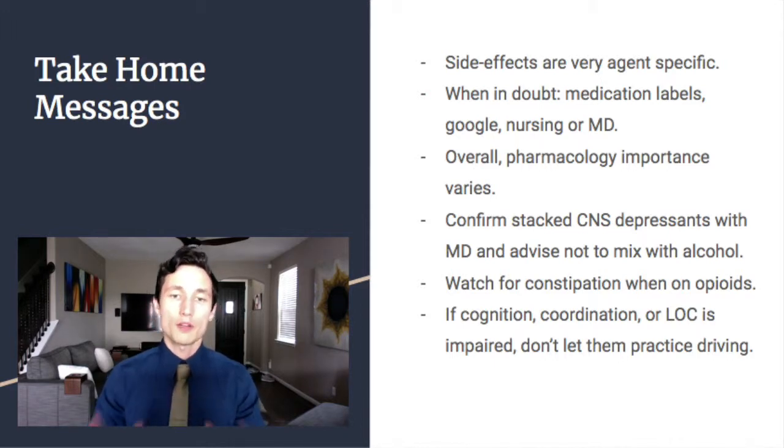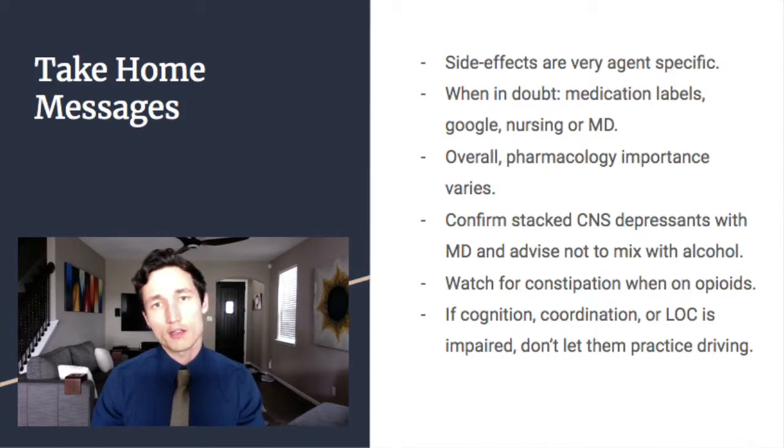Big take home: confirm that stacked CNS depressants are okay with MDs, and advise the patient in those cases not to mix it with any alcohol. Watch for any constipation episodes, so bowel movements not happening within the last 3 days, particularly when a patient is on opioids. And then if cognition, coordination, overall level of cognition is impaired, that's not an appropriate time to start driving again.